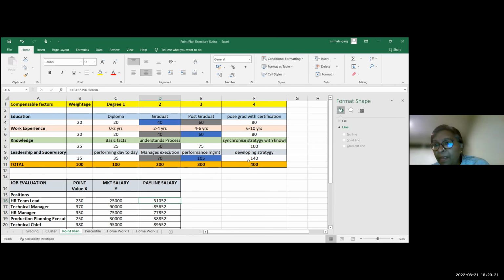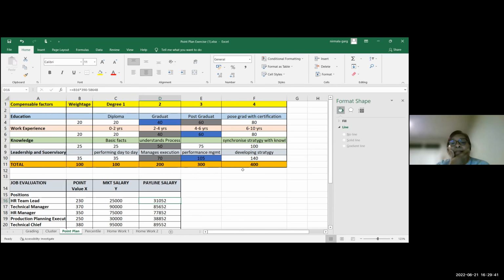Got it? So you know how it is. And when you add up, this should be 100, 200, 300, 400. So this is a 400 point plan. Now, depending on the complexity of your organization, you can have a 1000 point plan, or you can also have a 1500 point plan. Got it?